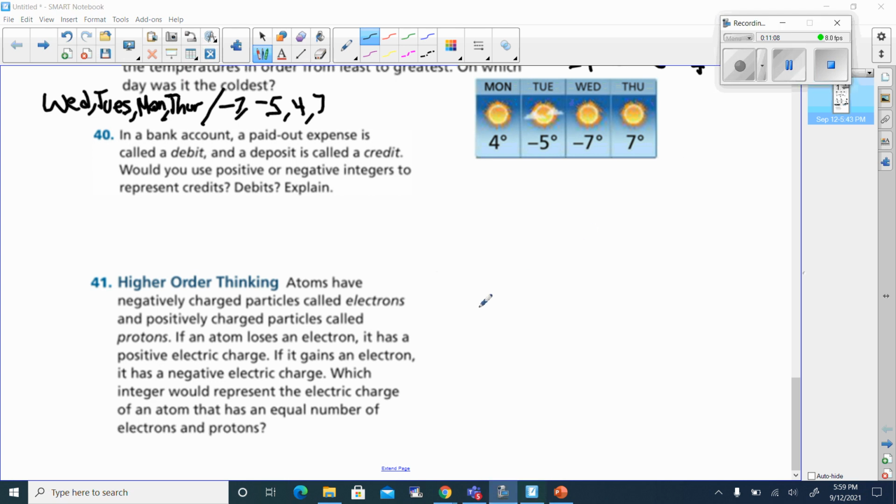Well, let's think about it. If they have an equal number, let's just add positive 4 protons, and remember there's an equal number, negative 4 electrons. What integer represents the electric charge? Well, if they're equal, it has to be 0, because 4 minus 4 is 0. Any number with an equal number on each side, positive and negative, is going to be equal to 0. So my answer is 0.